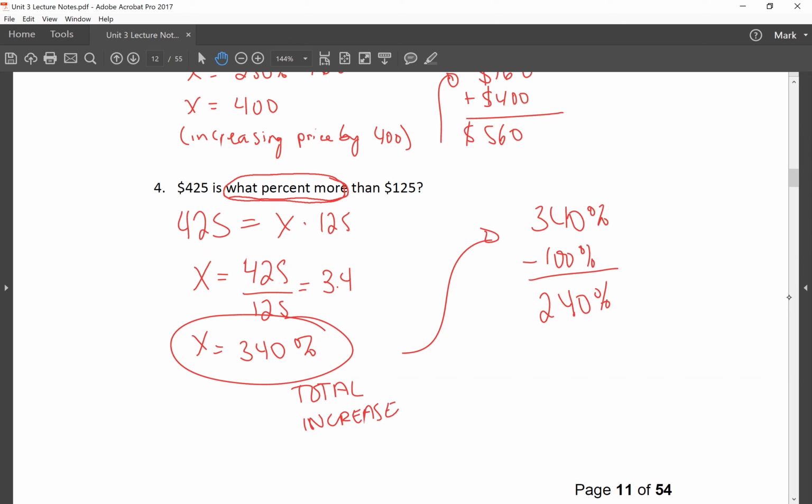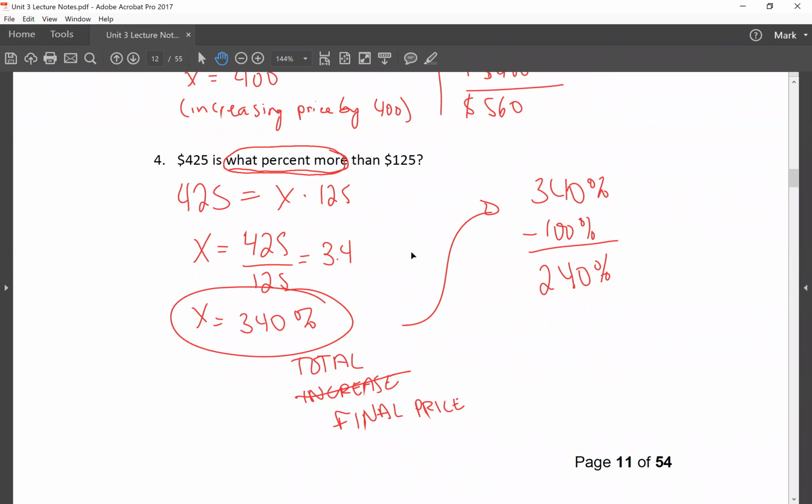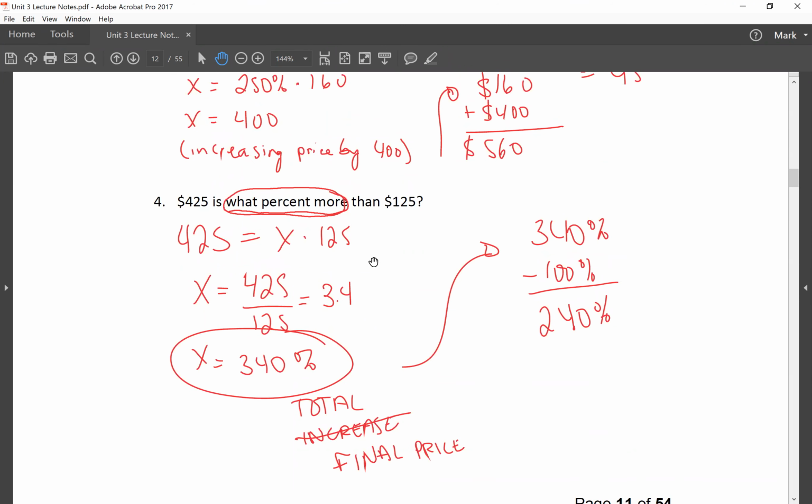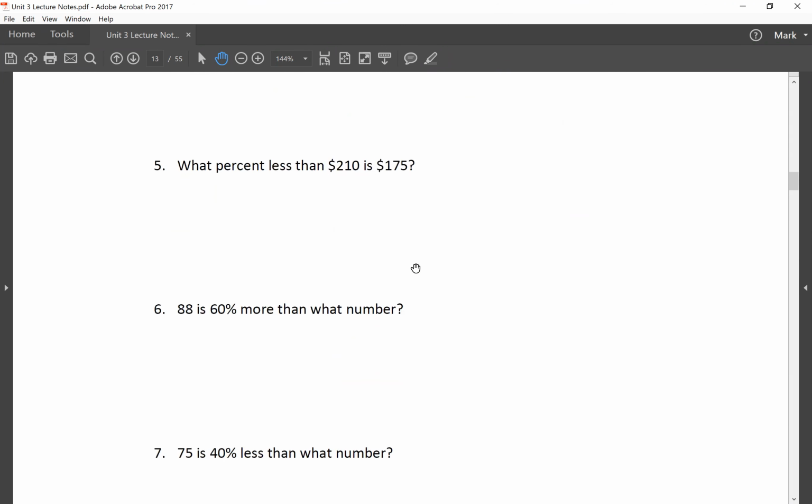If you said 340, you're so close. But again, it's the problem with the language in the question. 340 is, no, I shouldn't say total increase down there. It's like the total final price. Maybe that's the best way to say it. Okay, and I want to find out, well, how much did it go up? Well, it went up 240%. The original price is 100%, and it went up 240. That's probably the trickiest one on this page. Maybe that's why they give you so much room to do it. Number 5 isn't near as bad.